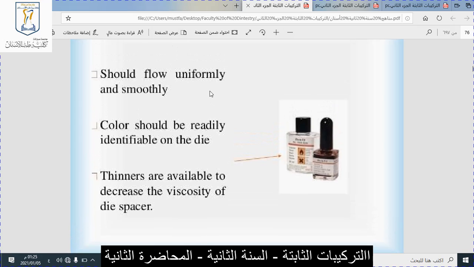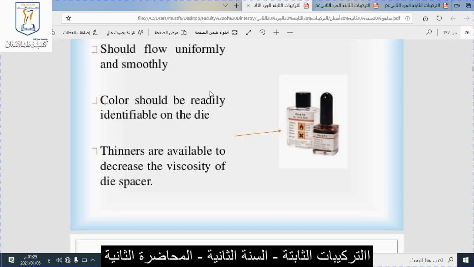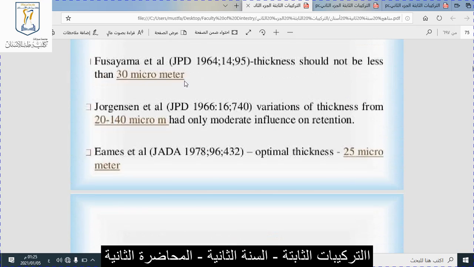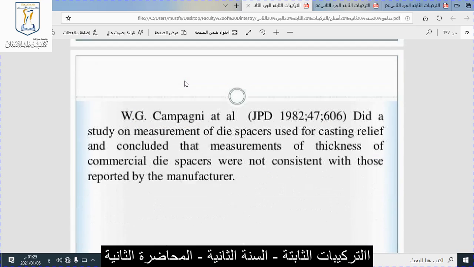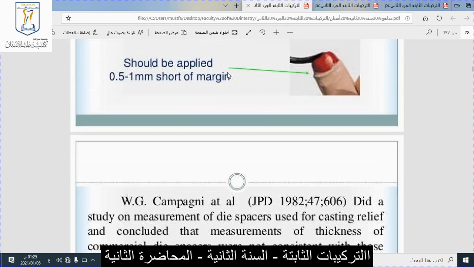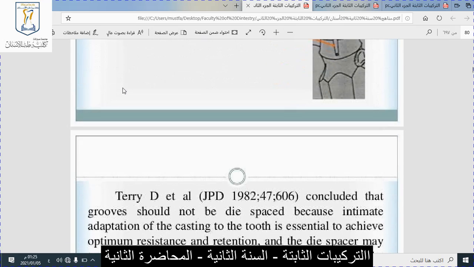It is the opposite of the die hardener. The hardener is applied to the margin to make the margin very hard during wax pattern construction, to resist scratching or deformation of the margin. In case of die spacer, we keep the spacer 0.5 to 1 millimeter short of the margin, to assist adaptation of the margins.